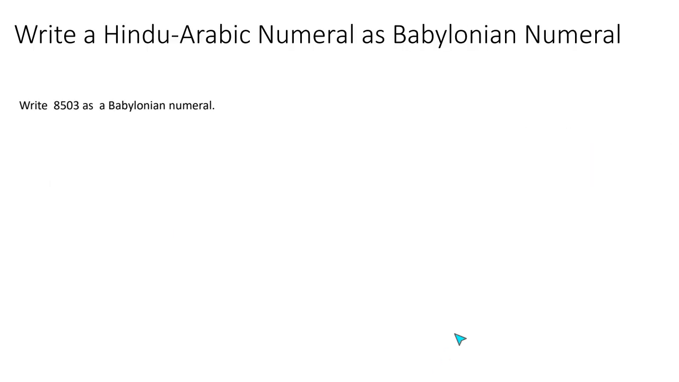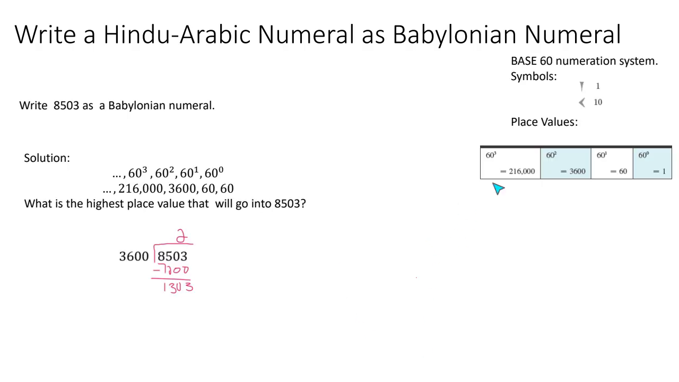How do we go the reverse way, right? How do we take our number and convert to the Babylonians? And so here, again, we're going to be using our place values. One of the things that I like to do first is rewrite my place values. 60 to the 0 power is 1. So it should be a 1. Then we have 60, and then 3,600 and 216,000.